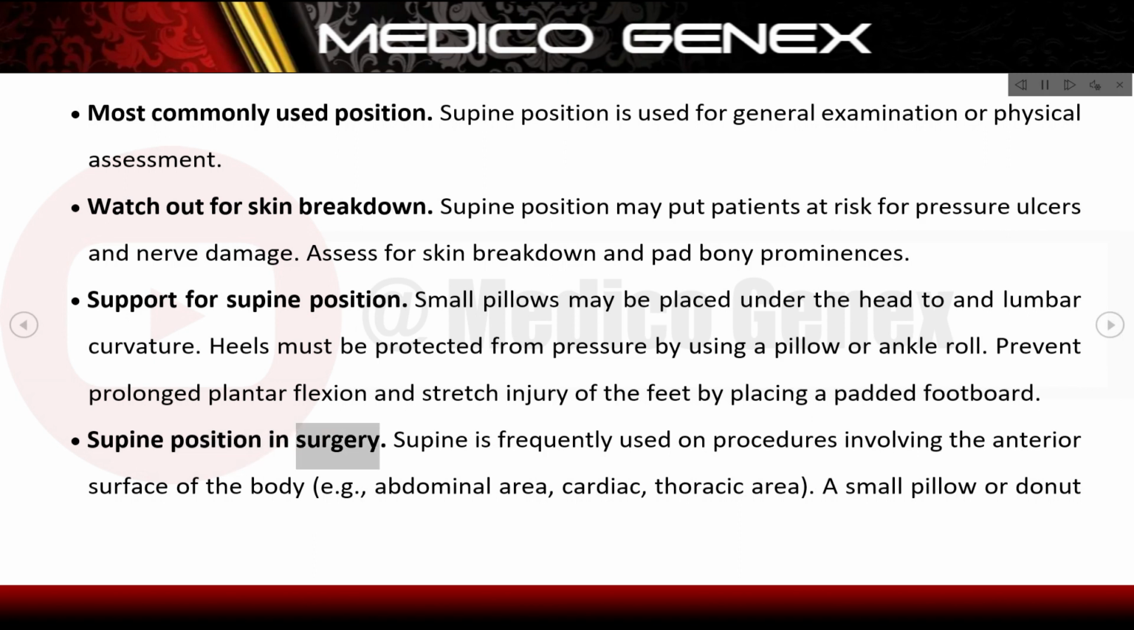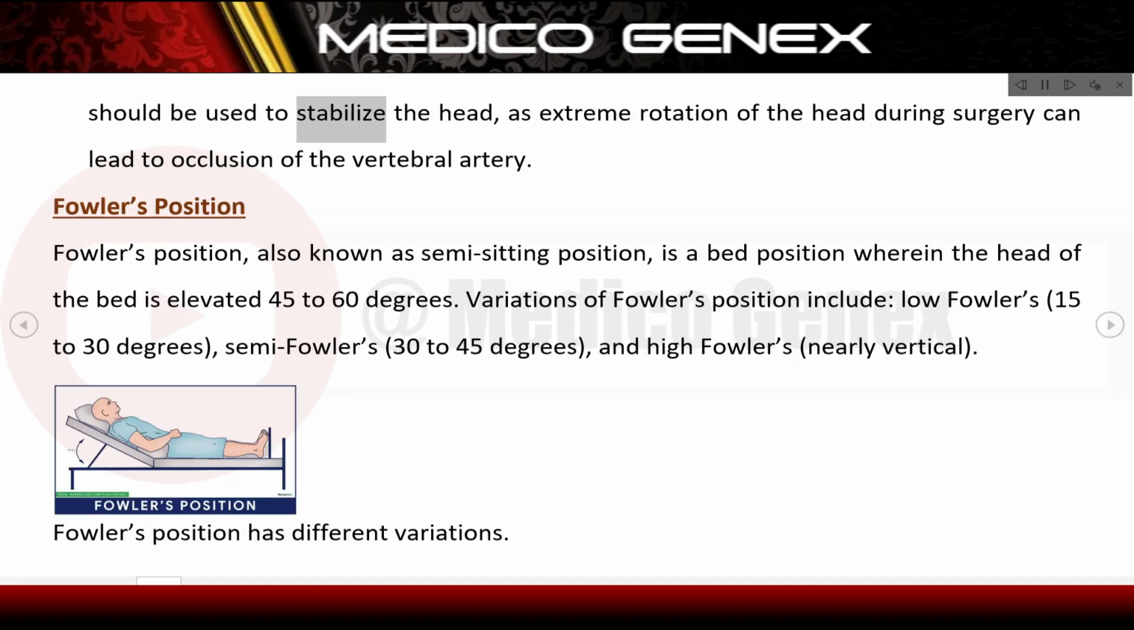Supine position in surgery. Supine is frequently used on procedures involving the anterior surface of the body, e.g., abdominal area, cardiac, thoracic area. A small pillow or donut should be used to stabilize the head, as extreme rotation of the head during surgery can lead to occlusion of the vertebral artery.